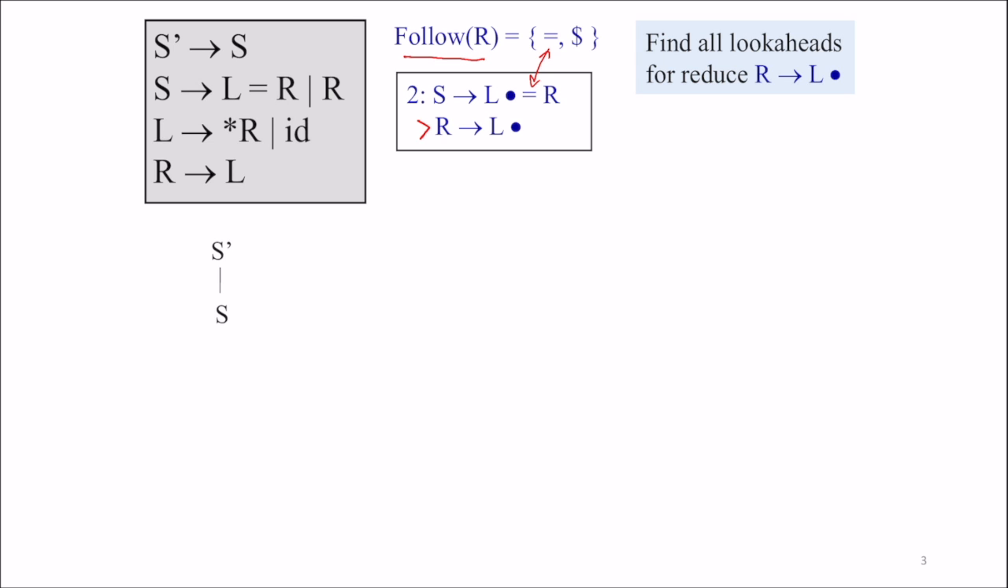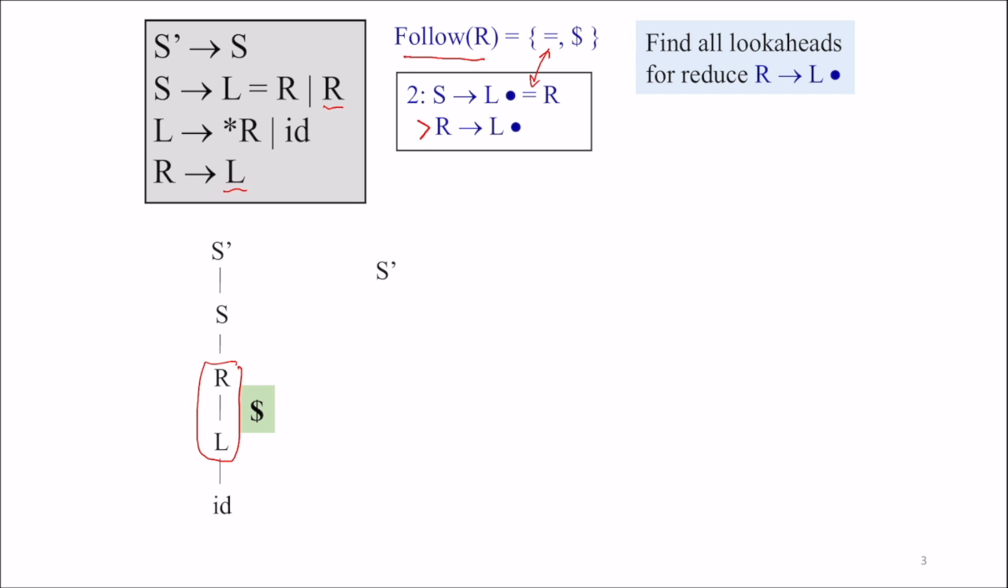So S prime goes to S. I can expand this S to an R by using this rule, S goes to R. And then I can expand this R goes to L, as you can see here. And then L goes to ID. So if you look at this R goes to L rule, and in what context it can be reduced, you look at what can follow this rule reduction. You can see it's the end of input symbol, right? It's straightforward because it's right at the right edge of this parse tree.